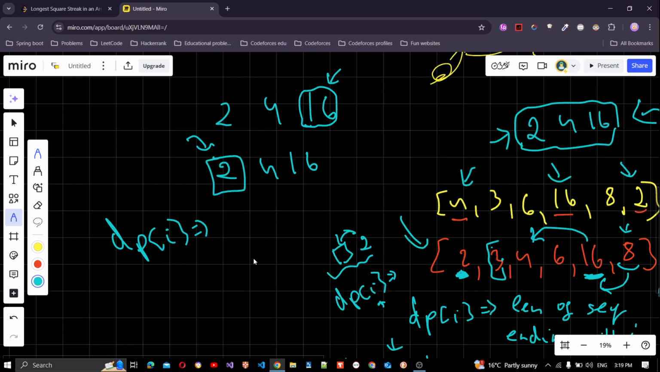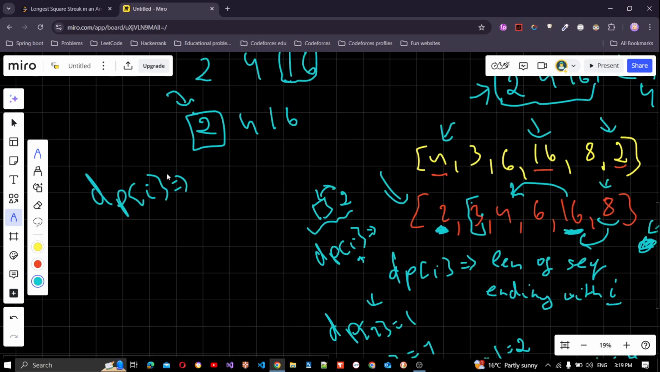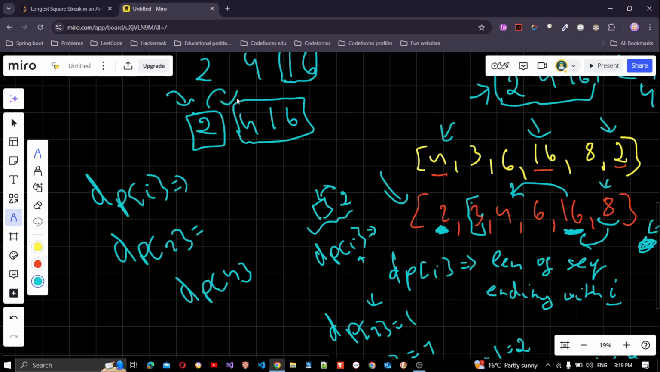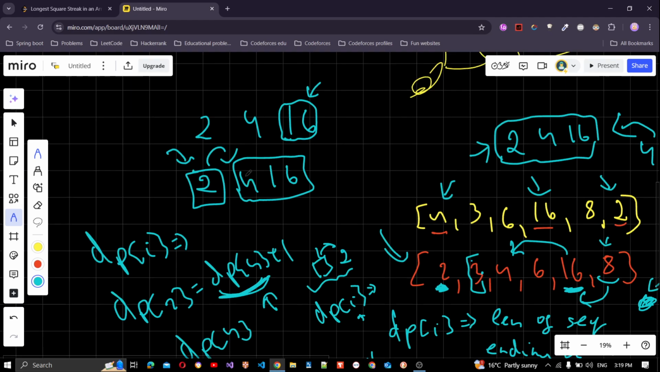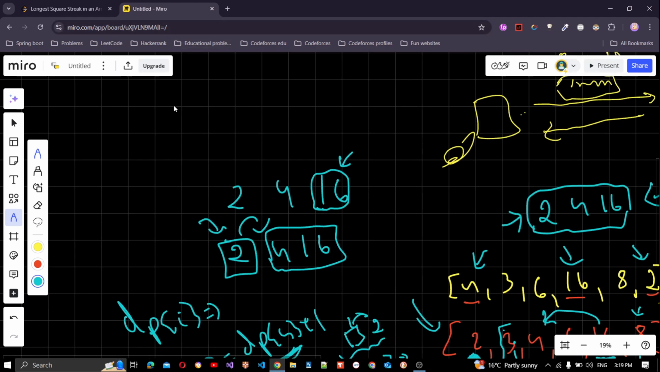So then in this case, in order to know the length of the sequence starting with 2, you would need to know the length of the sequence starting with 4, which would be this one here, right? So dp of 2 will be dp of 4 plus 1. So you see you have to process the larger values first. So in this case, you would sort the array in decreasing order. You would have 16, 4, 2 in this way.